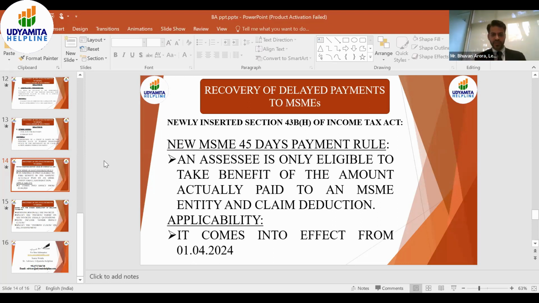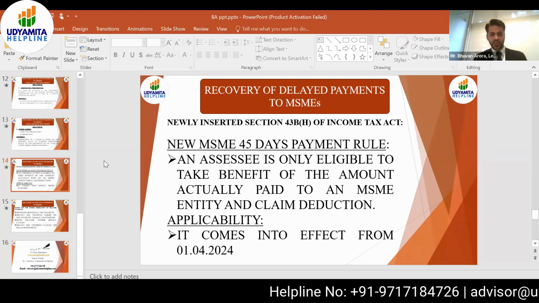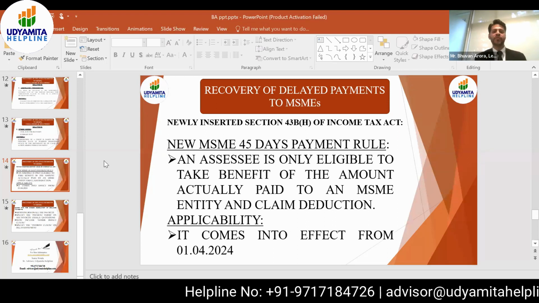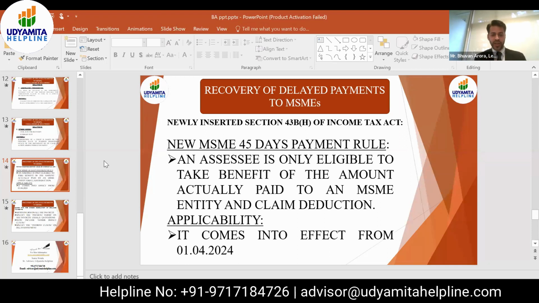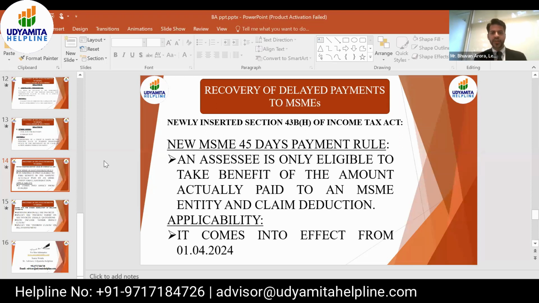So what happens if within 45 days, I am not making payment to an MSME? I will not be eligible to take the benefit of that deduction. Plus, that amount will be added back into my income. I will end up paying income tax. So to facilitate payment to MSMEs, the government has come up with this rule. When did this rule come into effect? On applicability, it has come into effect from 1st of April 2024.